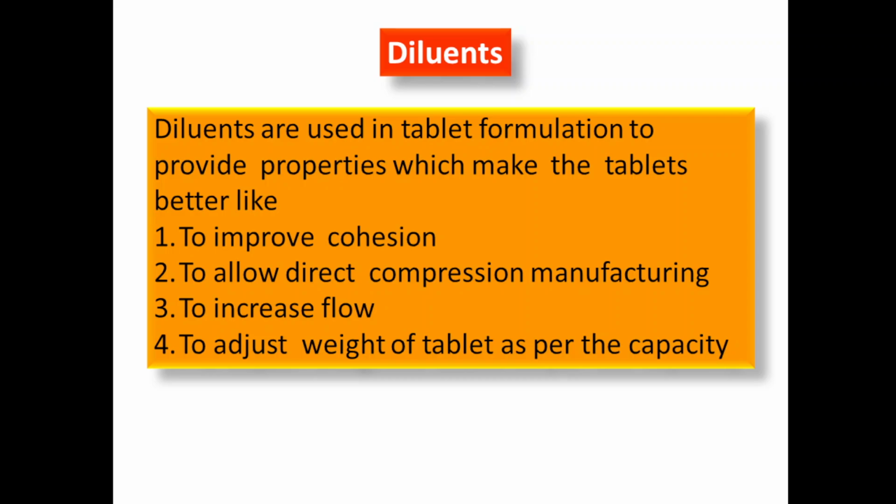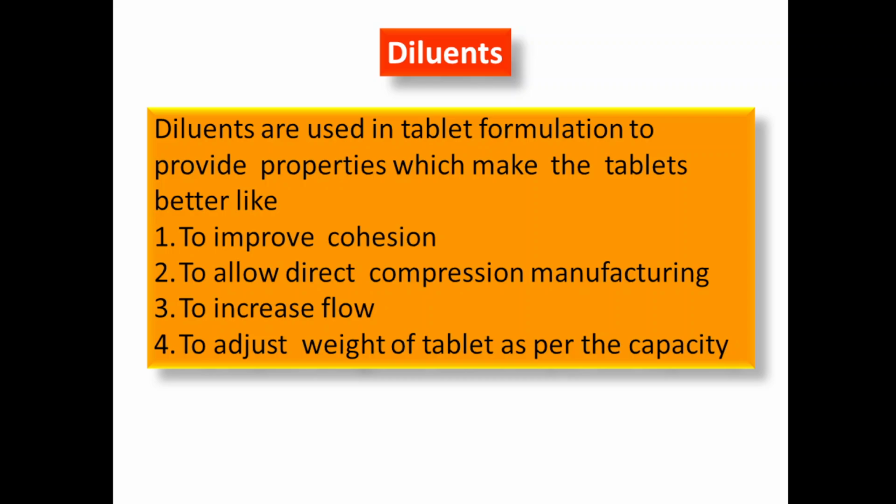Diluents are used in tablet formulation to provide properties which make the tablet better, like improving cohesion and allowing direct compression in manufacturing. When we add diluent, uniform dose tablets can be prepared because the weight is adjusted, and they can be prepared by the direct compression method. It will increase the flow of granules from hopper to die cavity, so a uniform amount of granules will reach the die cavity and a uniform tablet will be prepared. It also adjusts the weight of the tablet as per the capacity.